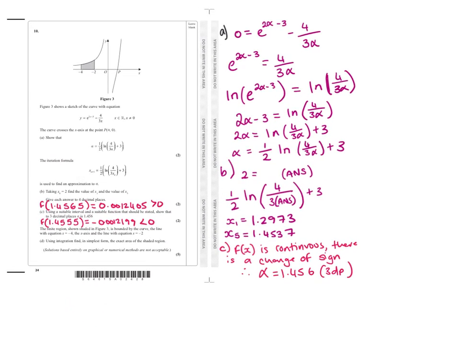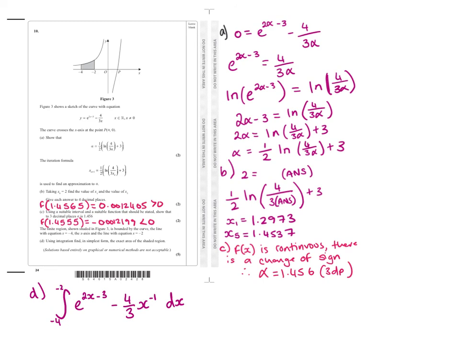Okay. Part D. Using integration, find in its simplest form the exact area of the shaded region. Okay, so we've got to integrate e to the power of 2x minus 3. So we're going to integrate e to the power of 2x minus 3 minus 4 over 3x to the power of minus 1 with respect to x between the interval of minus 2 and minus 4, because we do want to find the exact area.